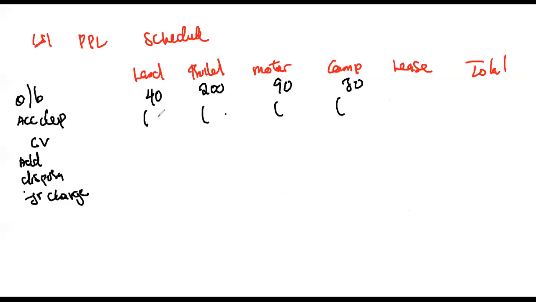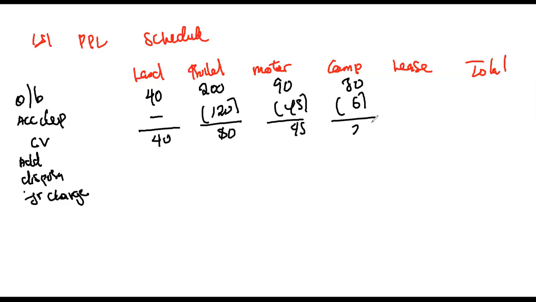So what do we have there? We have our 120. No. Land is not depreciated, sorry. I put that on the wrong one. We have our 120. We have our 120. We have our 45, we have our 6. When we less our CV, there it is still 40. Here we've got 80. Here we have 45. That's our CV. Here we have 24. Those are our CVs.